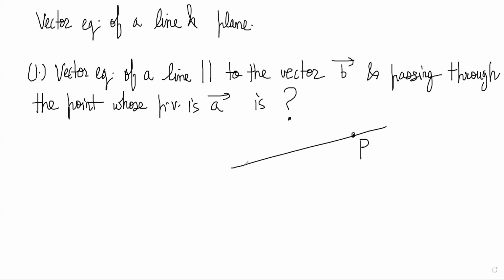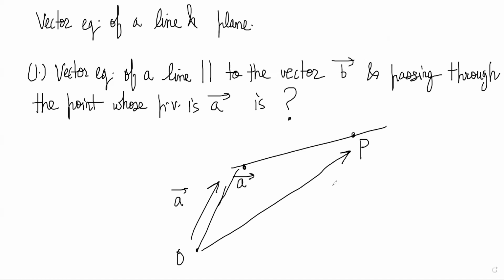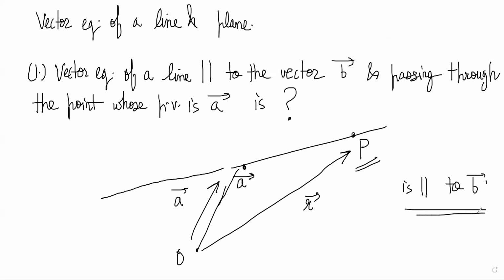Let's say this is the origin. This is my unknown point. This is my known point. So the position vector here is A. This is my unknown point R. So this is going to be the point whose locus is going to be this straight line, right? And this straight line is parallel to B vector, right?